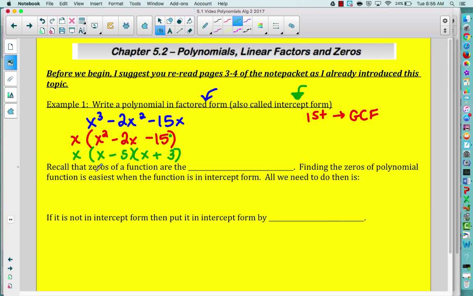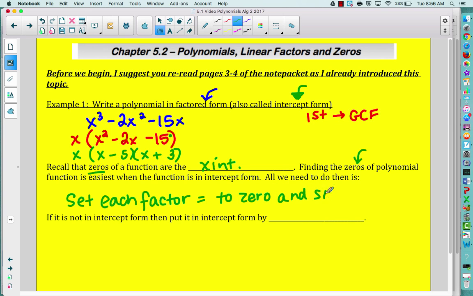Now, recall that the zeros, or the roots of a function, are the x-intercepts. So if I'm asked to find the zeros of a polynomial, it's easiest when the function is in intercept form, okay? So all we need to do, if we want to find those x-intercepts or those zeros, is set each factor equal to 0 and solve for x.